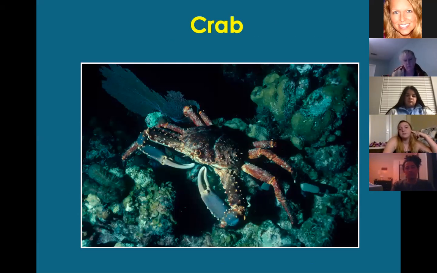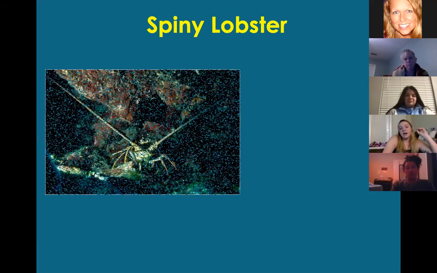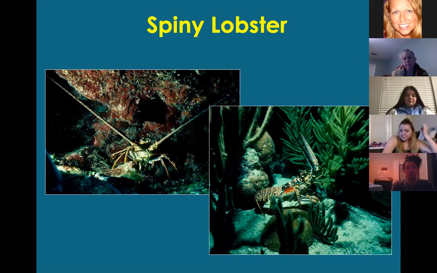Lots of crabs you'll see down there. They're pretty fun, very cute. Lots of different types of crabs, little hermit crabs. Spiny lobsters. We don't have as many up here because usually they're down more tropical, but I have seen one on a dive, so it's not impossible, but there's not a lot of them up here.